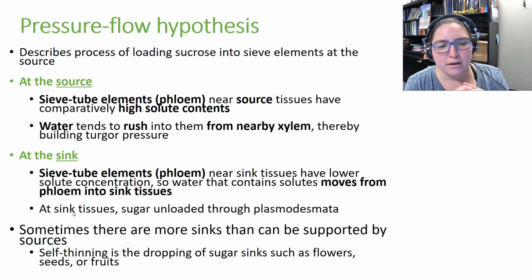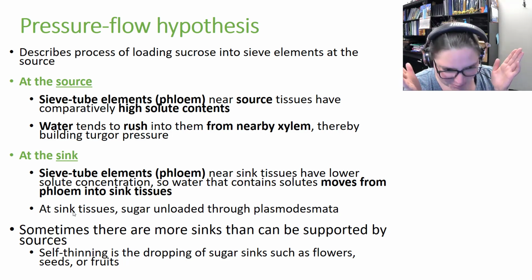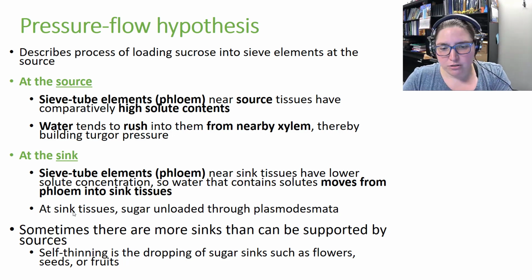through those plasmodesmata, which, what are the plasmodesmata again? Those are connections directly from one plant cell to another. Sometimes there's more sinks than can be supported by sources, so the plant is going to self-thin those out by dropping the sugar sinks. So maybe if you're gardening, if you've ever seen a plant drop flowers or fruits, or even seeds before they're mature, that could be because it just doesn't have enough leaf mass to support that carbohydrate-rich structure there.